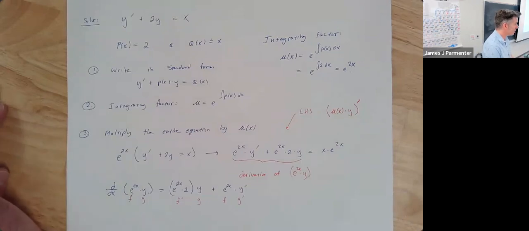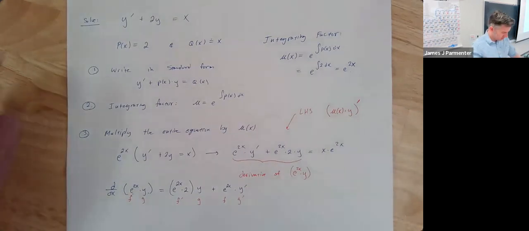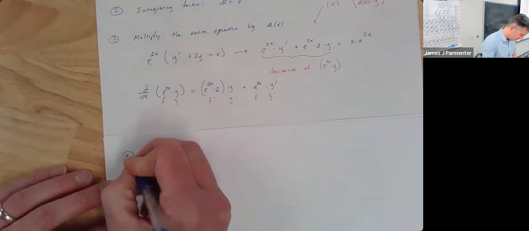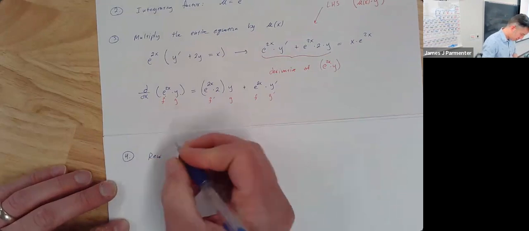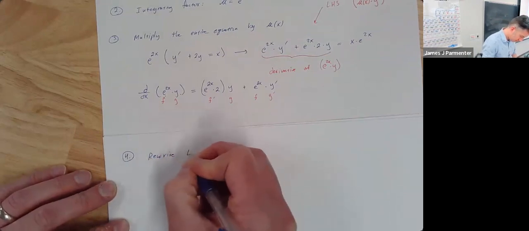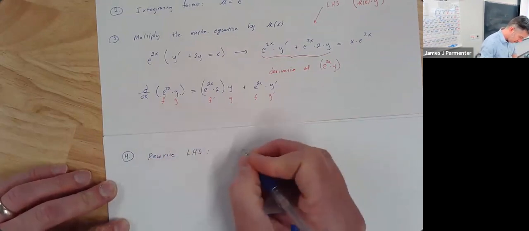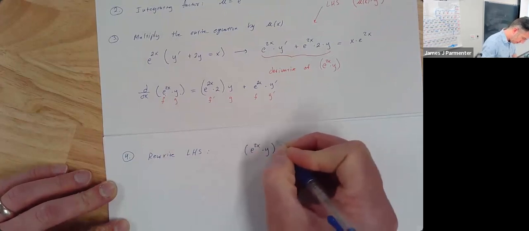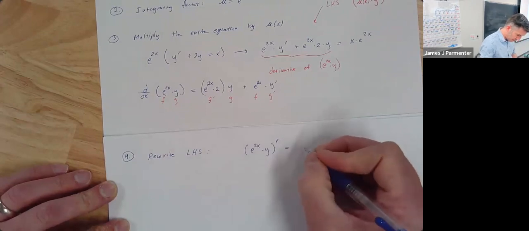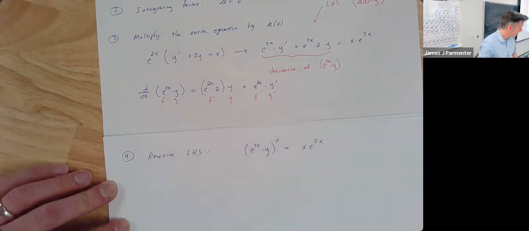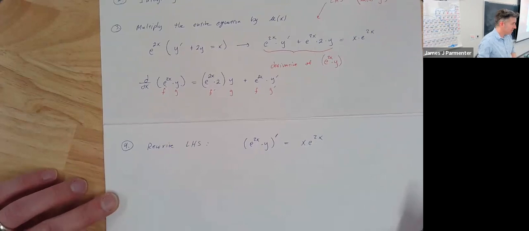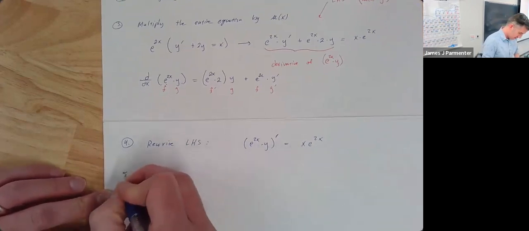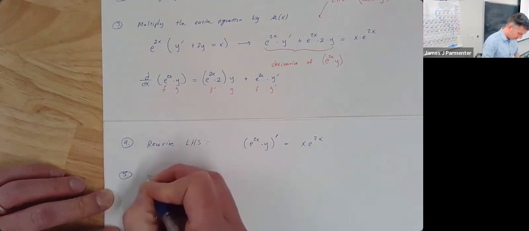Kind of cool. And then the rest of this is not too terrible. So then we're going to say, well, rewrite the left-hand side so that we have the derivative of e to the 2x times y equal to the right-hand side, which is x e to the 2x. But then if the derivative of something equals something else, we can integrate.